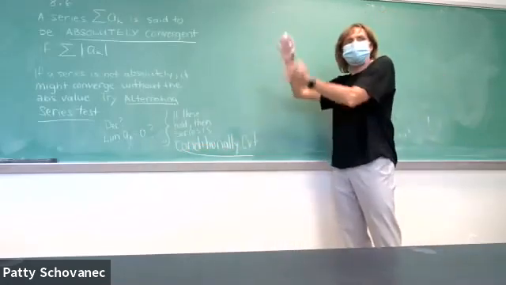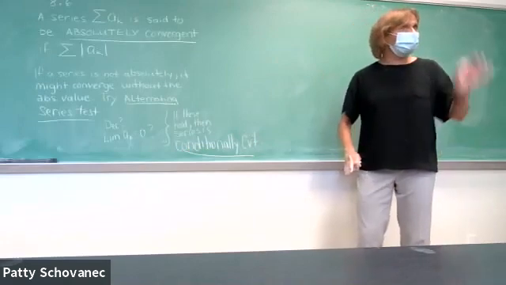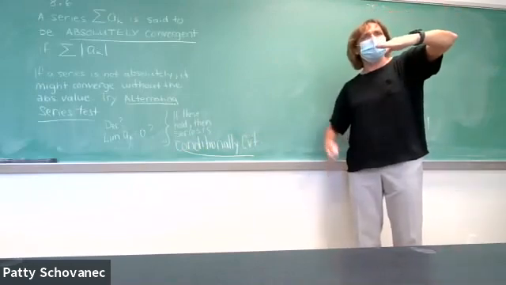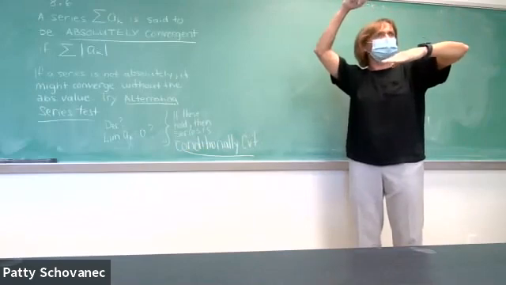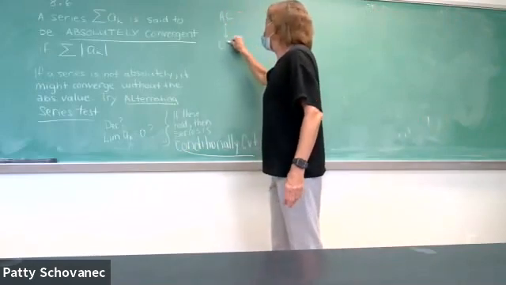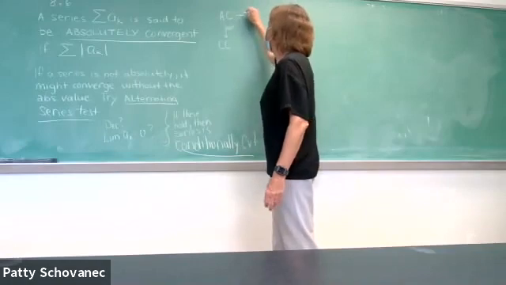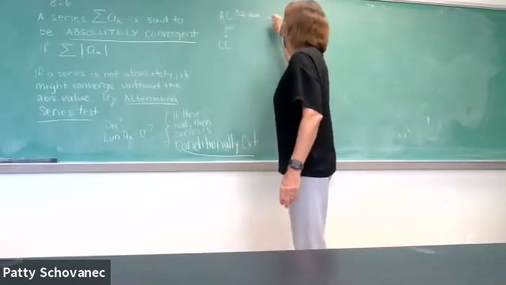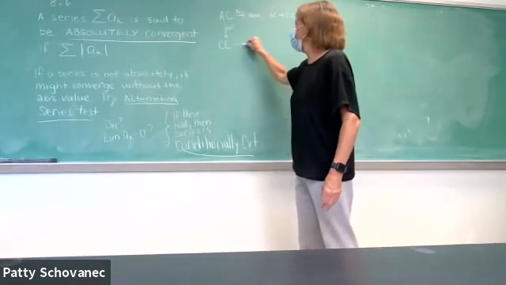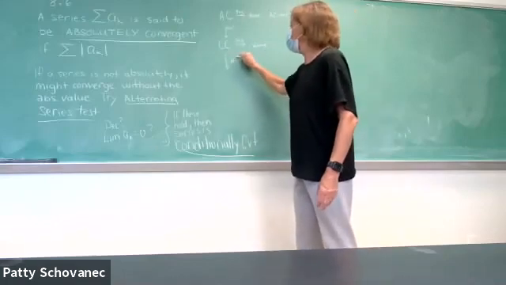If it's not absolutely convergent and not conditionally convergent, it's just a big old divergent series. But if it's absolutely convergent, then it's automatically conditionally convergent. Absolute convergence implies conditional convergence, but conditional convergence does not imply absolute convergence. So you check absolute convergence first. If yes, you're done. If it's conditionally convergent, you just say it's conditionally convergent. If it's not conditionally convergent, then it's divergent.